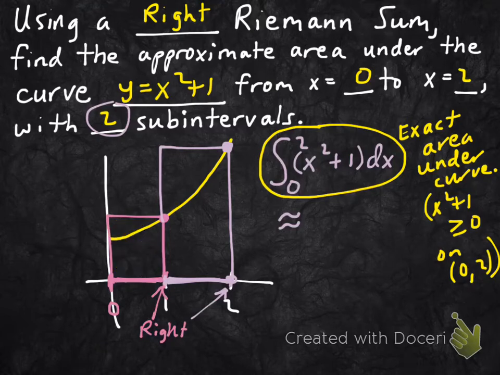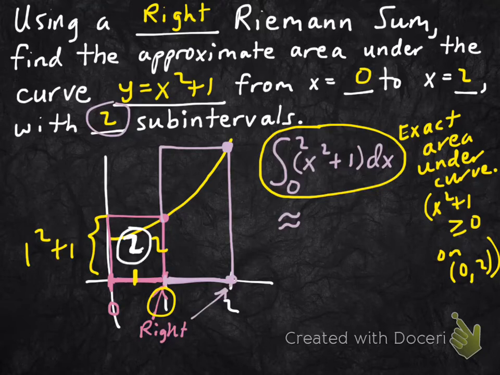Well, the area of the first rectangle, again, the length of the base is 1, and the height now depends on 1 being the input. The output would be 1 squared plus 1, and 1 squared plus 1 is 2. So the area of that particular rectangle right there is 2. Okay, so I just put a 2 inside the rectangle, and I'll put 2 right here, plus.